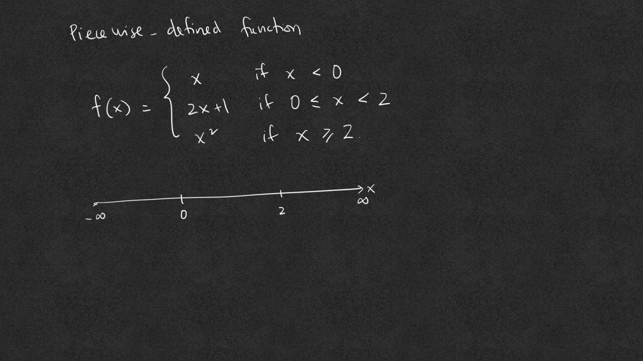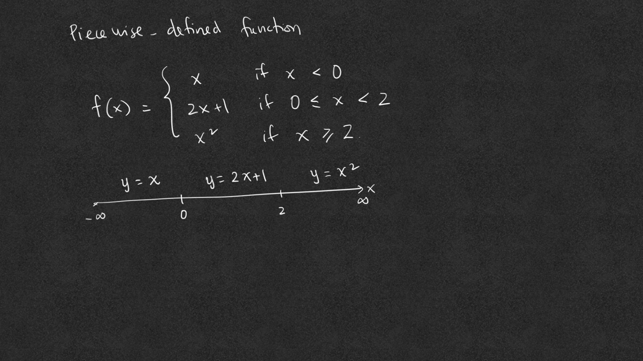With piecewise functions, the formula is only defined on the restricted specified domain. In this case, on the left-hand side of 0, the formula is y equals x. Between 0 and 2, 0 included, the formula is y equals 2x plus 1. And on the right-hand side of 2, 2 included, the formula is y equals x squared.